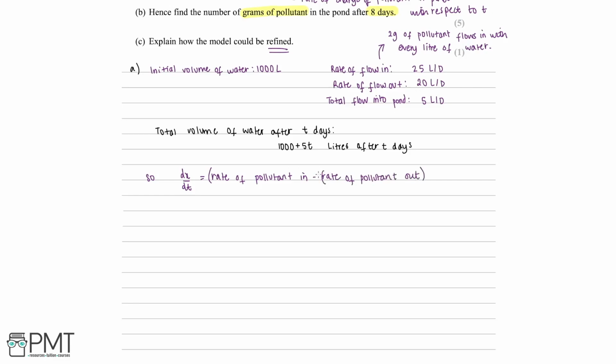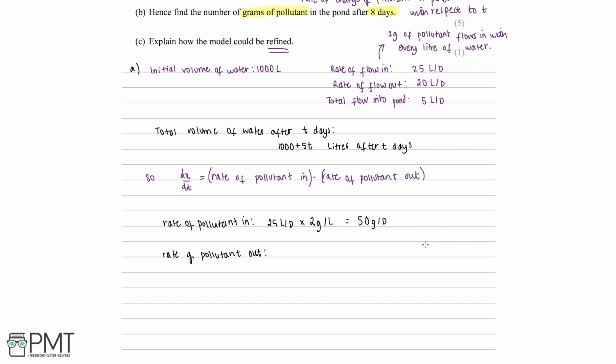In order to calculate the rate of pollutant into our pond, we need to use this information, that the rate of flow in is 25 litres per day and that 2 grams of pollutant flows in with every litre of water. If 2 grams of pollutant flows in with every litre of water, and there are 25 litres of water flowing in per day, then the rate of pollutant in will be 25 litres per day, multiplied by 2 grams per litre, and this gives you 50 grams per day, which is the rate of pollutant into the pond.